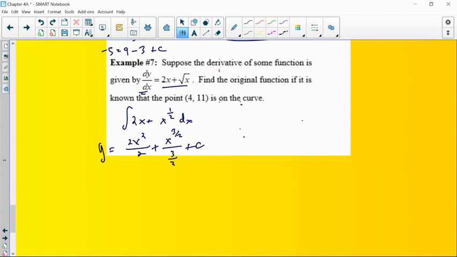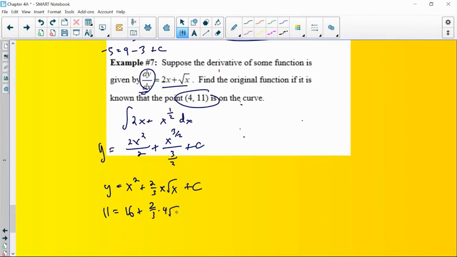And I'm choosing y equals instead of f of x, only because that's the notation. And so let's simplify this here. So y equals x squared plus 2/3, if I flip that around, x to 3/2 is the same thing as x root x, plus constant. And then let's put a particular point in. 11 is equal to 4 squared, 16, plus 2/3 times 4 root 4, plus our constant.